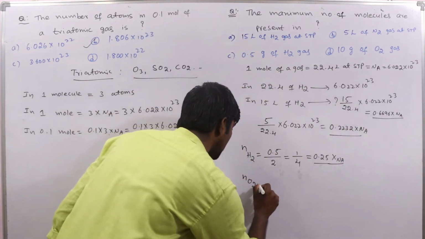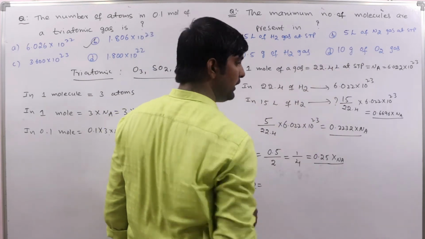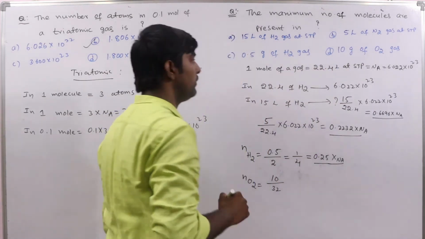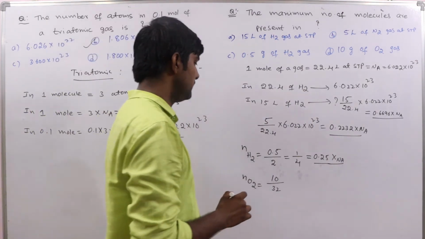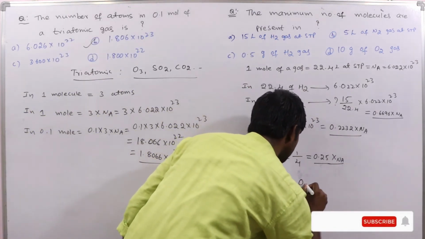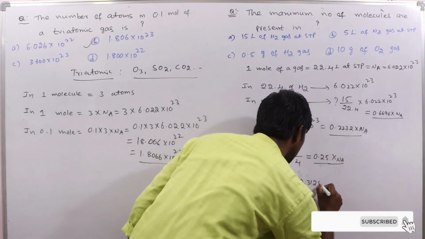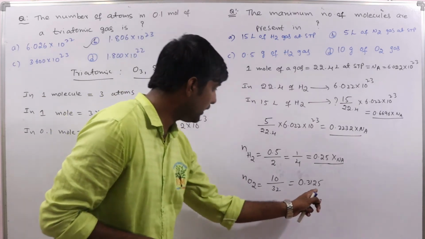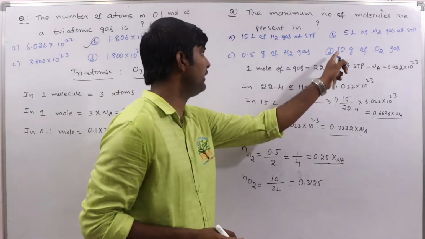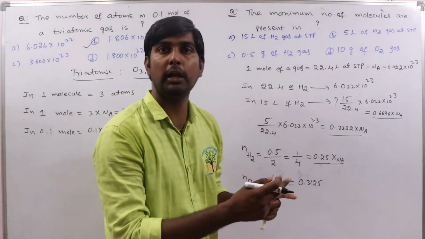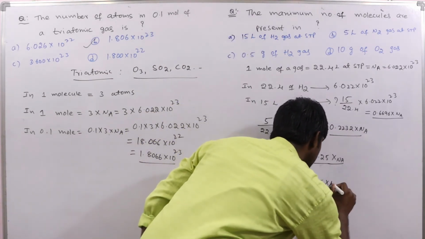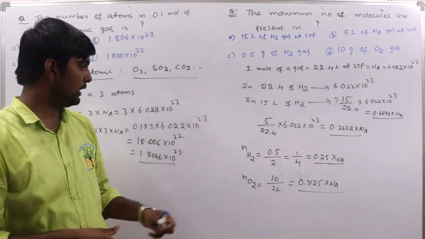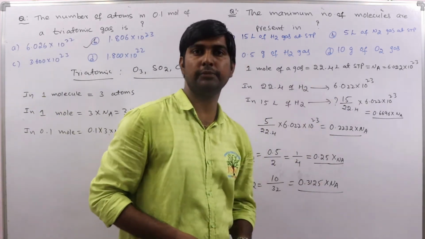Finally, the number of moles of oxygen present in 10 grams. Given mass by molar mass, and the molar mass of oxygen is 32. That is 10 by 32, and after simplification we get 0.3125 moles of oxygen present in 10 grams. How many molecules are present? Just multiply this by Avogadro number. That is the number of oxygen molecules present in 10 grams of sample.